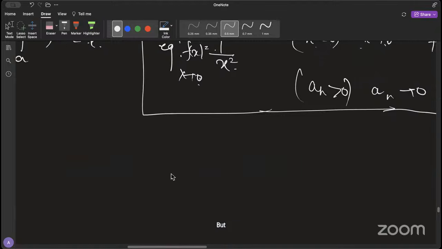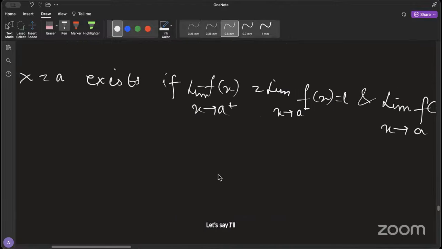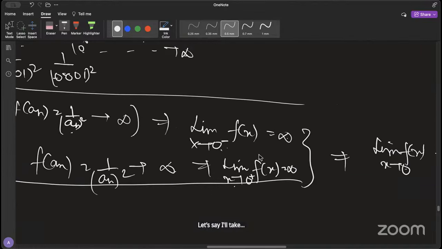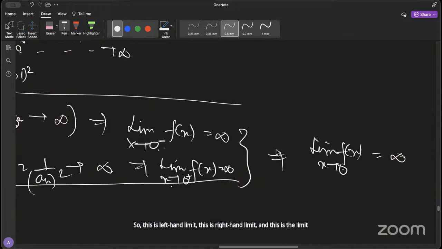But if I'll take this one, this is the left-hand limit, this is the right-hand limit, and this is the limit of your function. If the left-hand limit and right-hand limit are the same, then the limit of the function exists at that point, and that is equal to these two limits because they're equal, right?